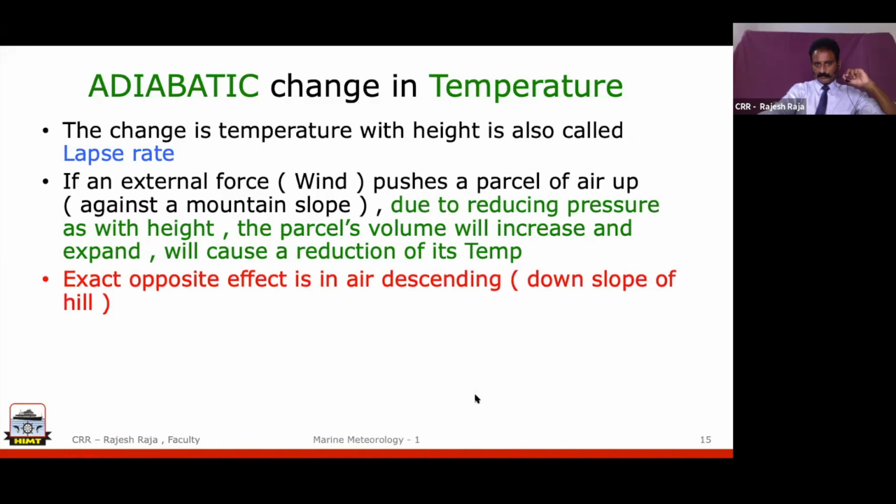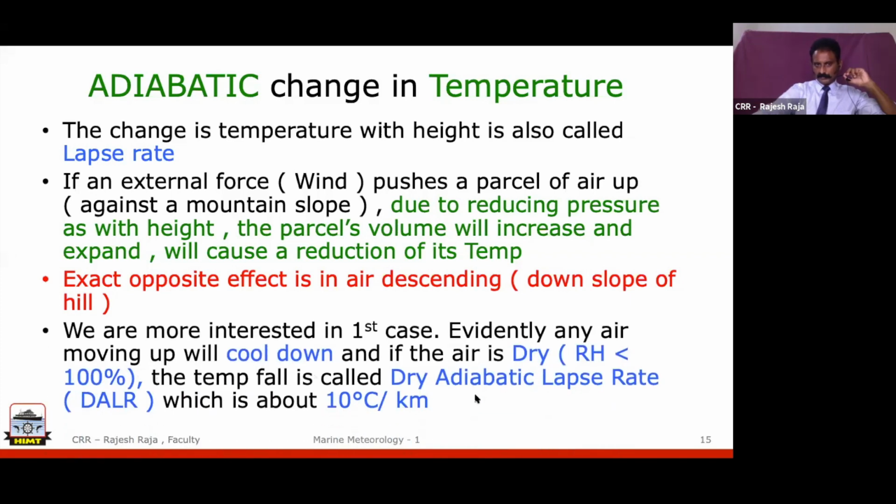The exact opposite effect is when I let an air descend. So air from lower pressure up is coming down to higher pressure. It is like compressing the air. It will get heated up. So if you understand these facts, you already know what is adiabatic. Now, we are more interested in the first case, which means when it is rising up. Why? Because that is where I get a lot of phenomena and a lot of things to talk about. So let us quickly look at that. We'll talk about the descending air also with examples.